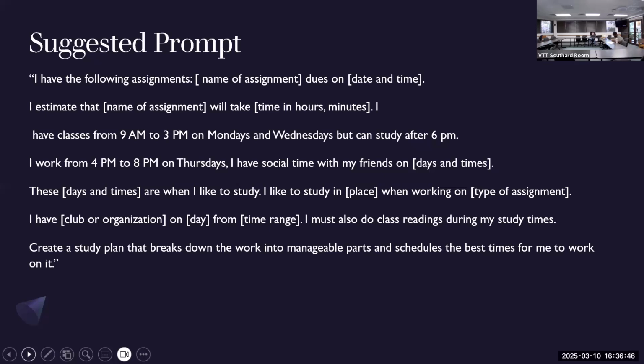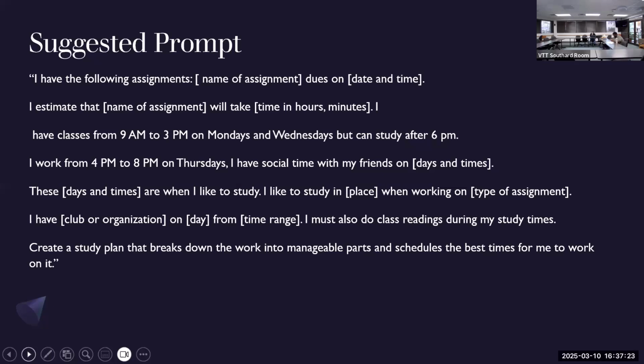Okay, so then after we put in our assignments, we're going to put in when we have class. So I have classes from 9 a.m. to 3 p.m. Obviously, you would change that. I didn't put it in brackets, but it should be. And what days? Tell it when you can study. So even though I have class on Monday and Wednesday, I can study after 6 p.m. But also when you have social time. So I would say Saturday afternoon and evening, I'm with friends. I'm not studying on Saturday.